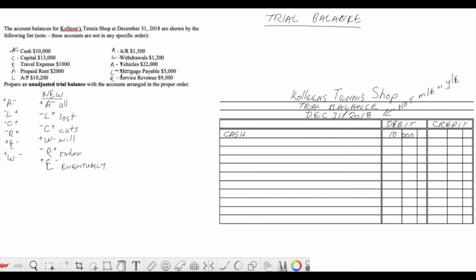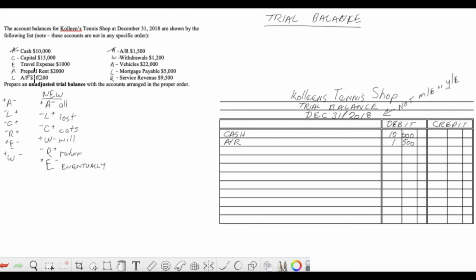Vehicles, could we liquidate that one first pretty fast? Yeah, I mean, back and forth. They both could be done relatively quickly. But let's use accounts receivable. And it was for $1,500. And it's a plus sign, so it's on the left hand, so it's a debit. Okay, check.